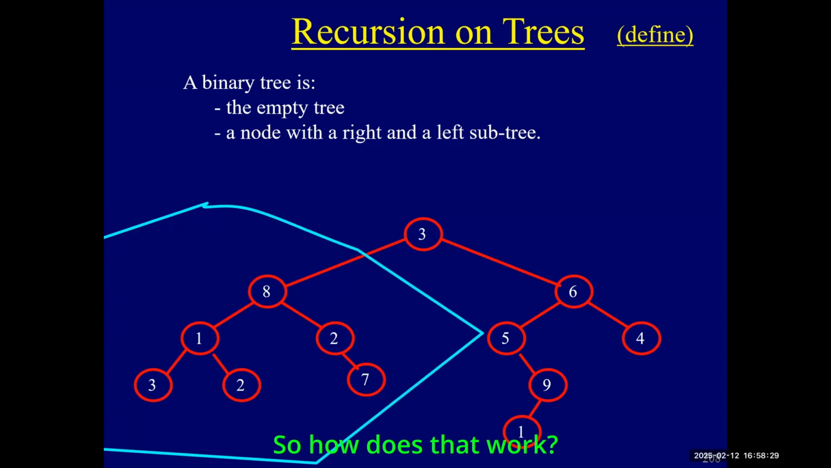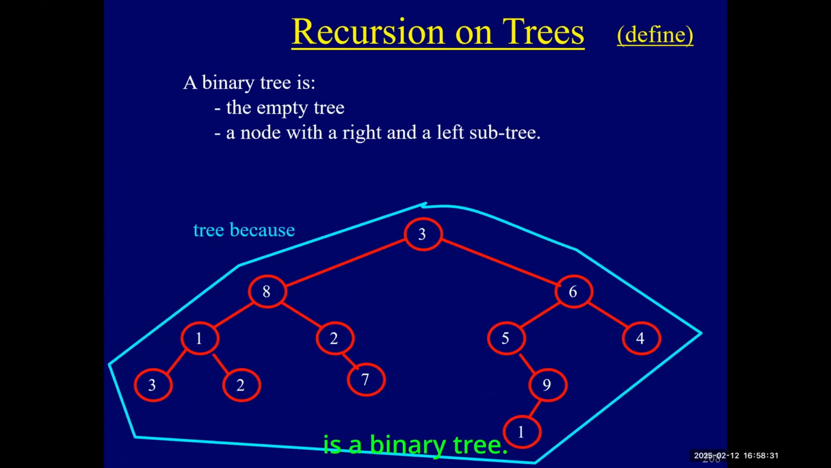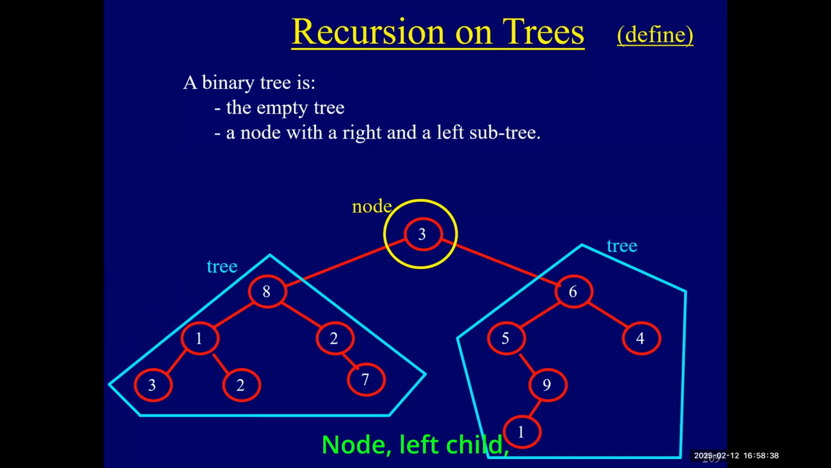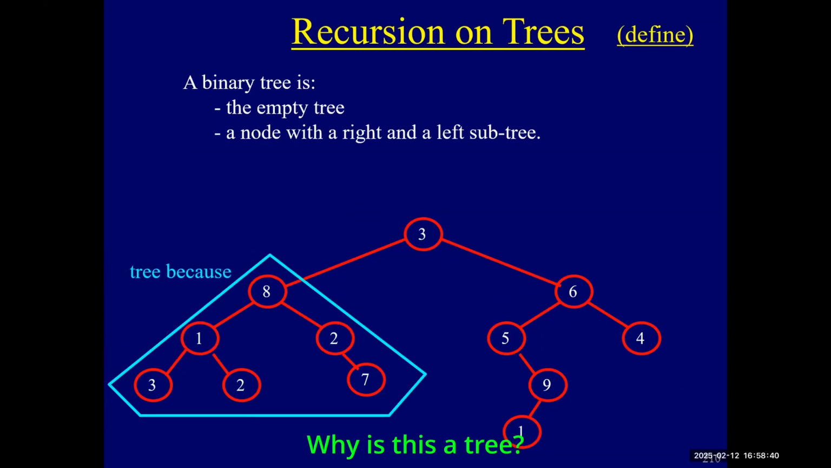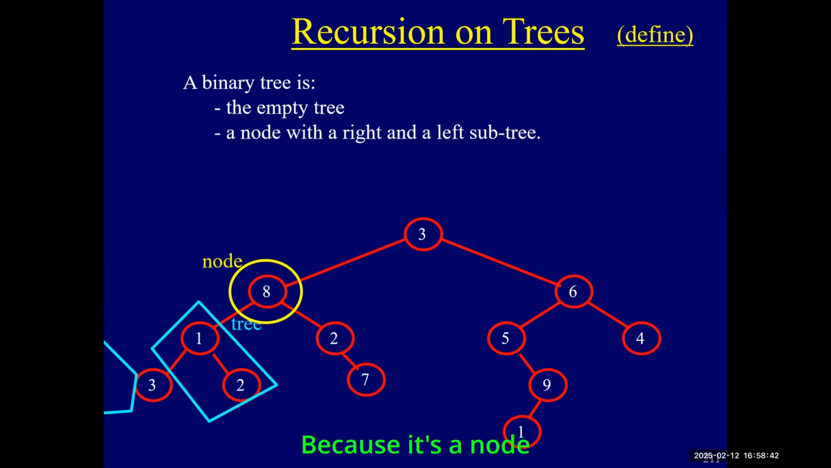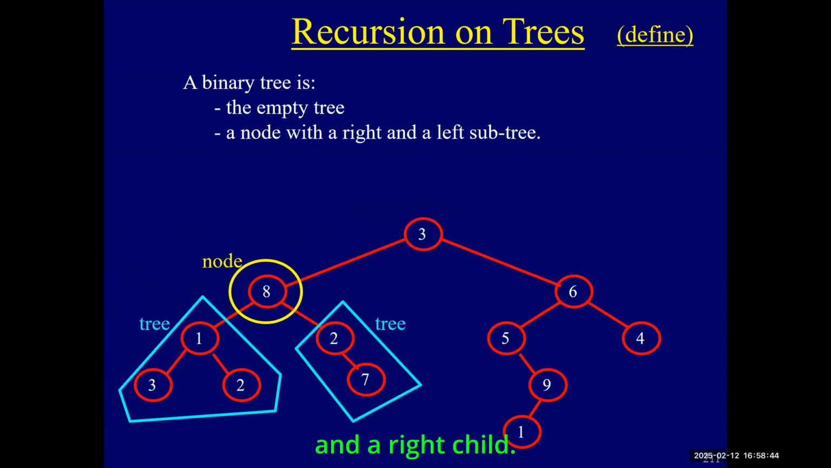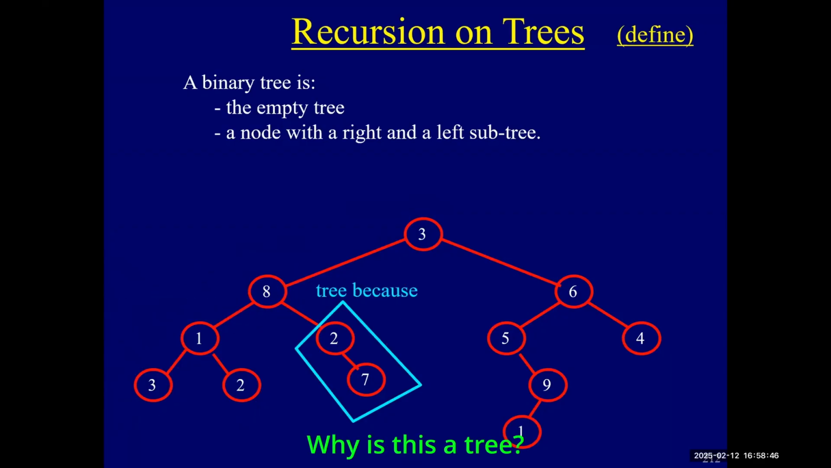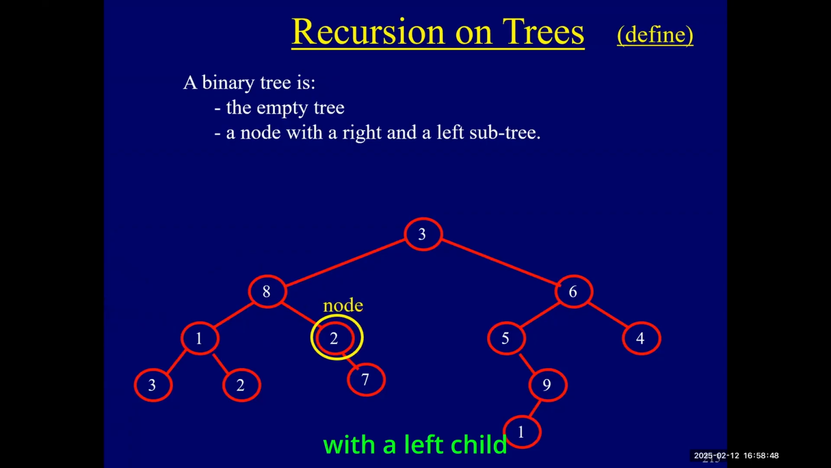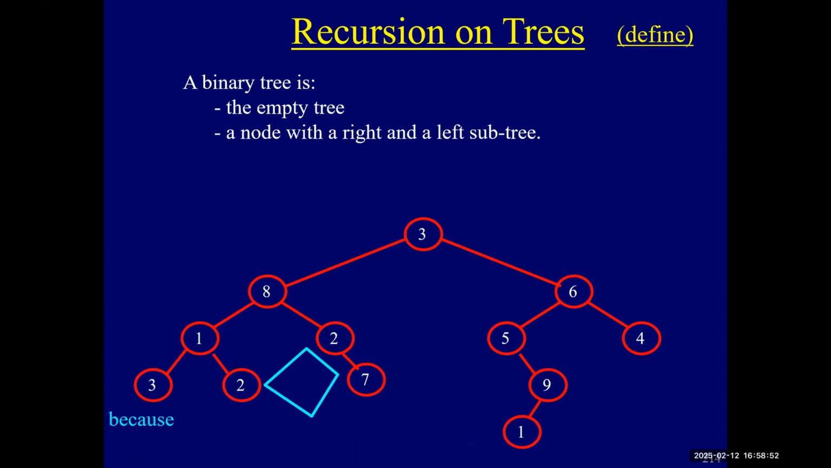So how does that work? The whole thing is a binary tree, right? Because it's a node 3 with a left child and a right child. Node, left child, right child, right? Why is this a tree? Because it's a node with a left child and a right child, right? Why is this a tree? Because it's a node with a left child and a right child, right? Why is this a tree? Because it's the empty tree, right? Everybody buy that?